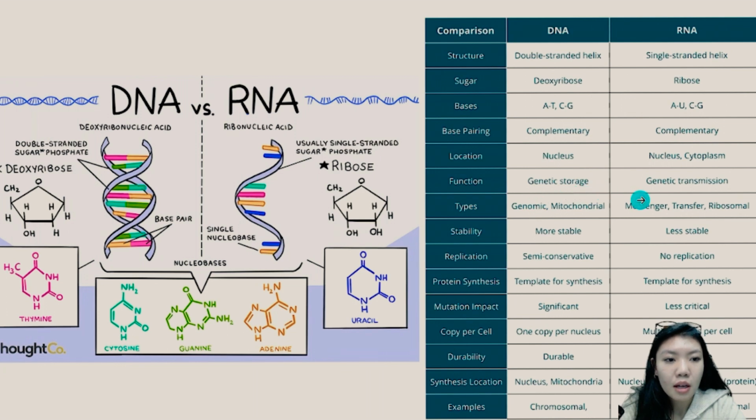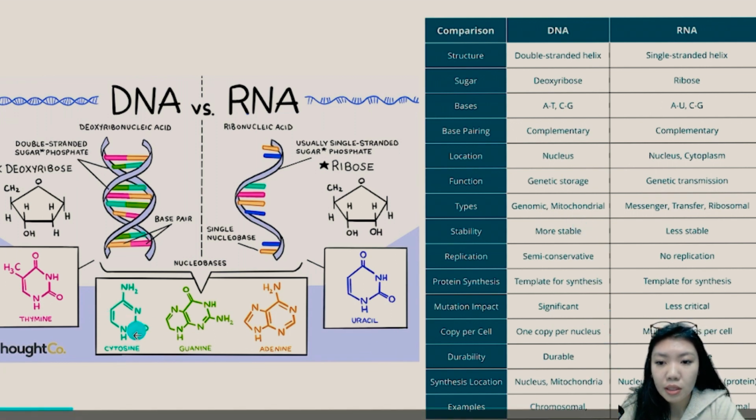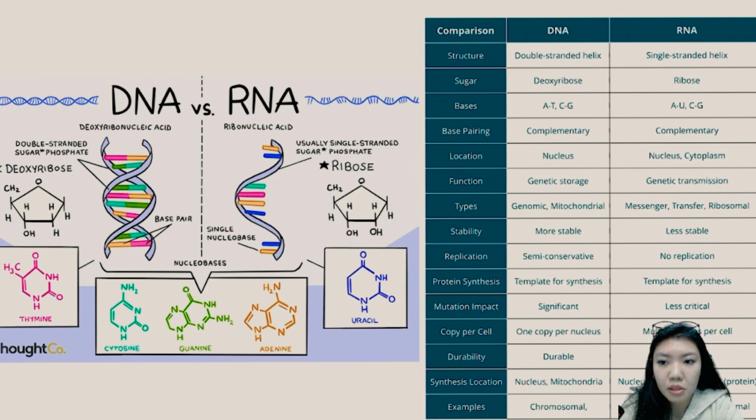Here are the types. RNA has three types: messenger RNA, transfer RNA, and ribosomal RNA, but DNA has only two types: genomic or mitochondrial. And others, here you can see their nucleotides and their differences. Ribose sugar, deoxyribose sugar, and their nucleotides.